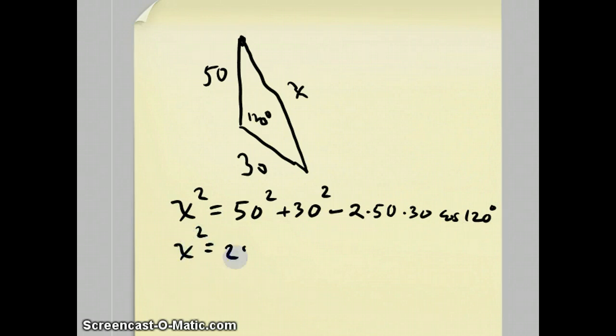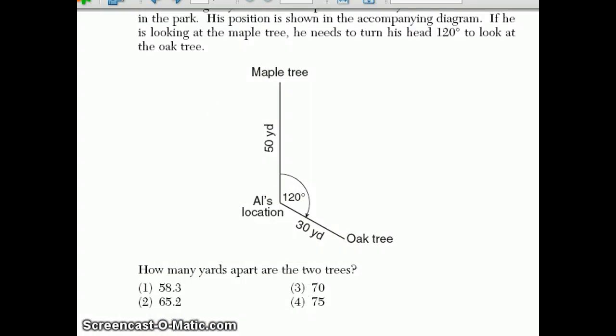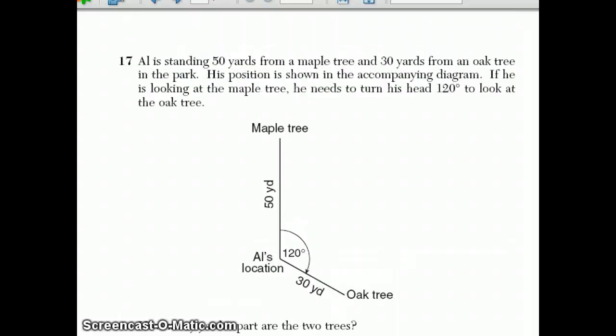So you could put it all into the calculator, but I'll do the steps out separately. 2 times 50 times 30 is 3,000. Cosine 120. And here I'll throw this all into the calculator. I get x squared equals 4,900. Take the square root of both sides, get x equals 70, which is actually choice number 3. And that is it for question number 17. Moving on to question number 18.